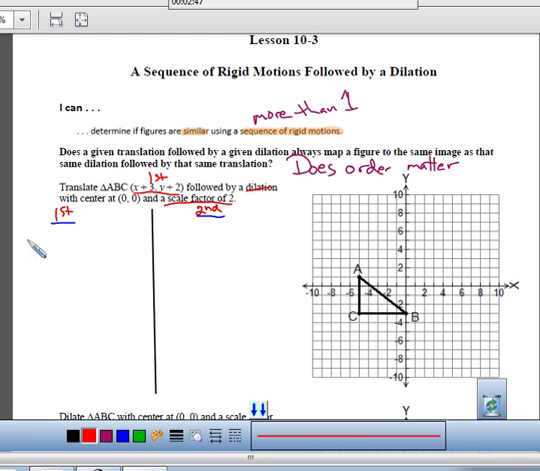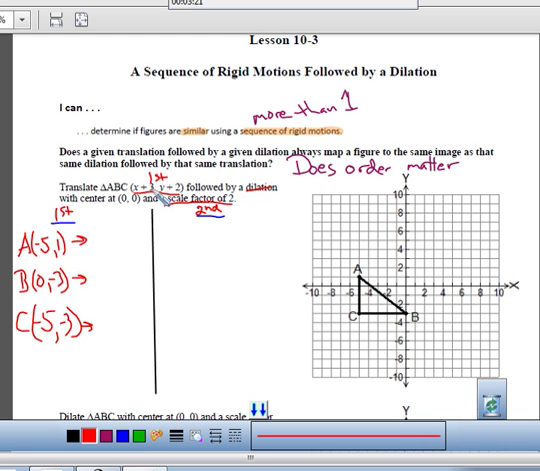So when I look on the graph, A is at -5, 1. B is at 0, -3. And C is at -5, -3. Alright, so we are going to first do the dilation, or excuse me, translation, the slide.